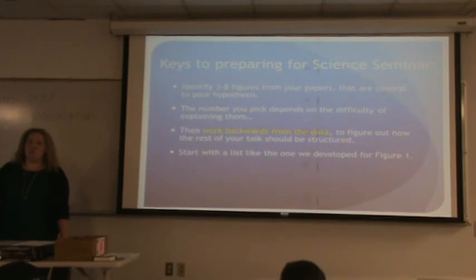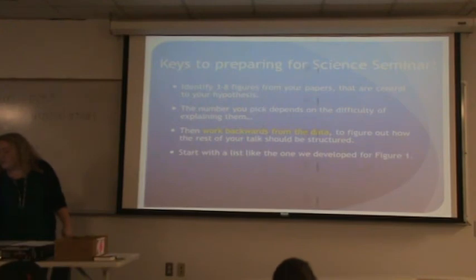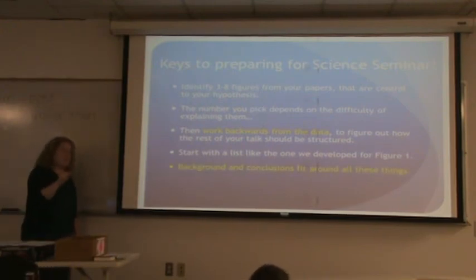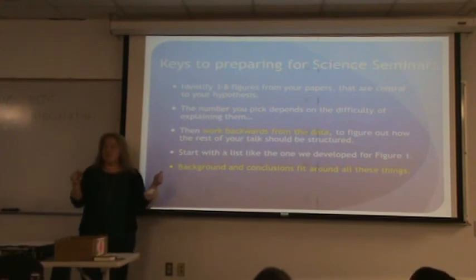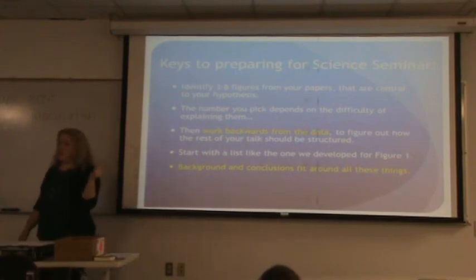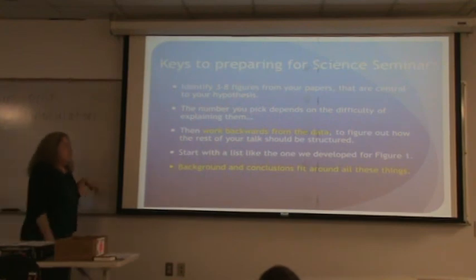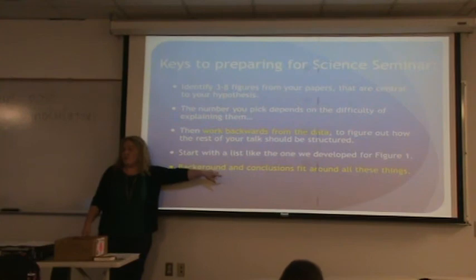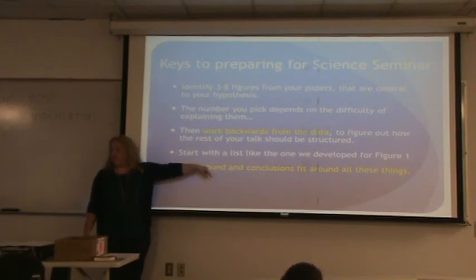It really should take close to 30. I know you tend to speed up because you get nervous, but even so, it takes time to explain data well. Work backward from the data, figure out what you need to say about methods, about statistics, about abbreviations. The background fits in around everything else. The conclusions fit in around everything else. That's the way to do it.